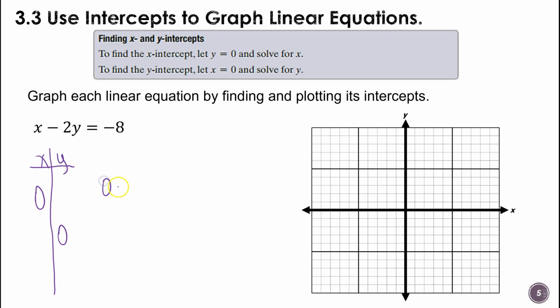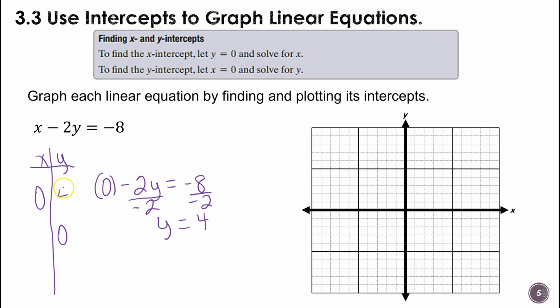So 0 for x. I guess I should put parentheses there since that was my substitution. I think I pressed too hard with my pen, and that's what happens with those silly lines that keep showing up. So when I put 0 in for x, I find that y equals 4. Okay, so that is my y-intercept because 0 went in for x and I solved for y.